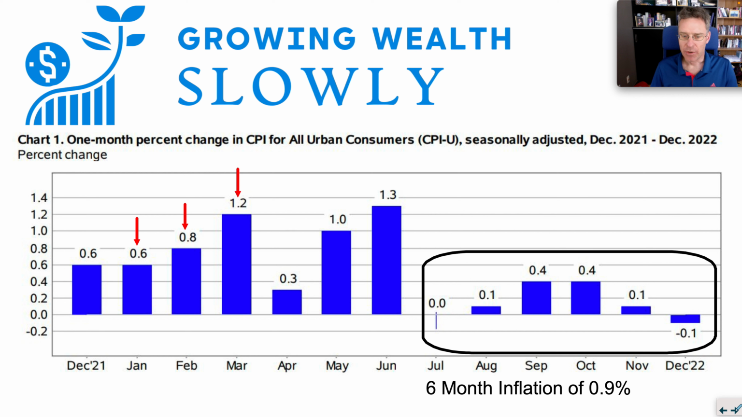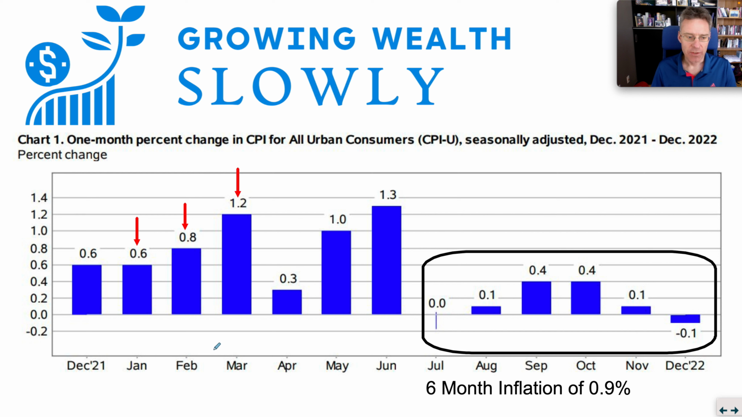So this is the Bureau of Labor Statistics monthly CPI graph. We have a nice 6 months now of fairly low inflation. The last 6 months sum up to 0.9%. So the 6+% inflation is largely coming from the first part of the year.